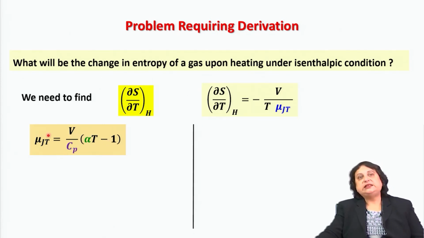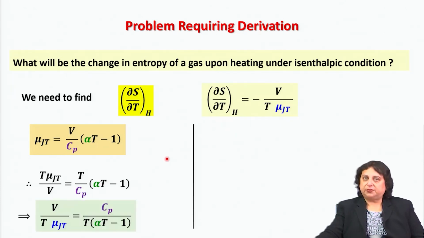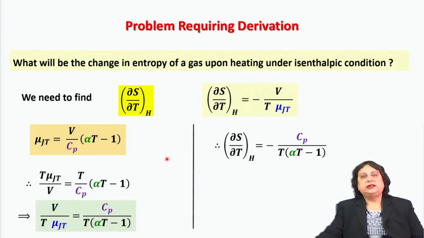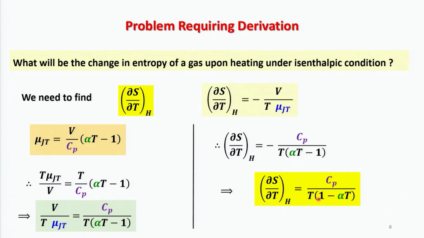So, as you see, instead of writing down the Joule-Thomson coefficient, you can invoke in your description the specific heat and the coefficient of isobaric expansion. And if you put this back into this expression, what do you get? I just have to do a little bit of algebra, and then I will get that del S del T H is equal to Cp divided by T into 1 minus alpha T.